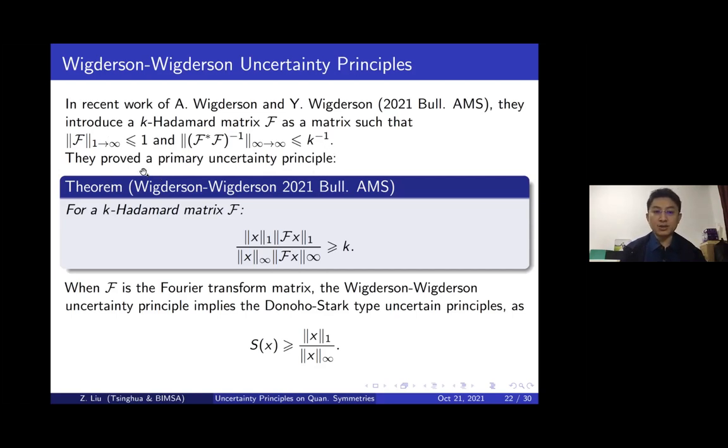And then they showed that using these two conditions, they prove the primary uncertainty principle. This one: the product of the one norm of x and its Fourier transform over the product of the infinity norm of x and its Fourier transform has a lower bound. The lower bound is k. So in our setting, if you consider this as a Fourier transform, then that means this is a pair of Hausdorff-Young inequalities, and we multiply the two, and that gives you a lower bound k.